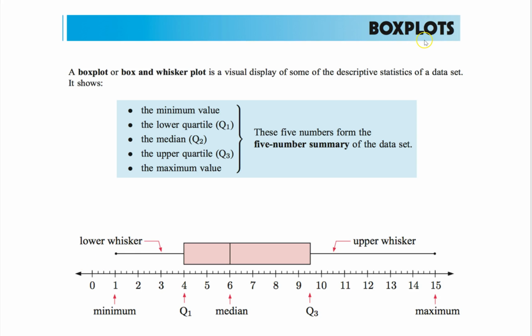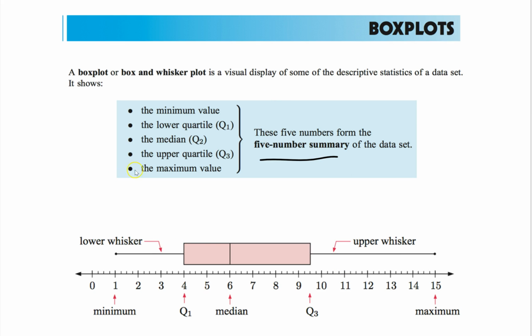Box plots, or box and whisker plots, are just an easy way to visualize the spread of data. Specifically, the minimum value, the lower quartile Q1, the median, the upper quartile Q3, and the maximum value. All those things are known as the 5-number summary. It's the 5 key things you need to measure the spread of data and to make a nice box plot.